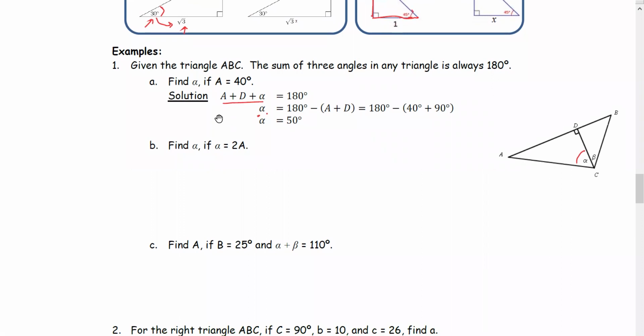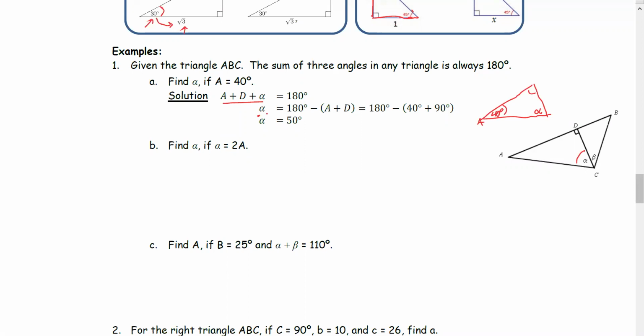Number one, given the triangle ABC, the sum of three angles in any triangle is always 180 degrees. Part A, find an angle alpha if A is 40 degrees. From the diagram, we see the left portion of the diagram is a small right triangle. This is A, this is alpha, and this is the right angle. A is 40 degrees.